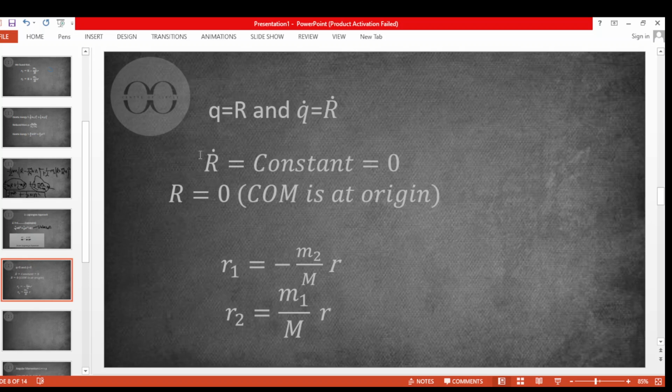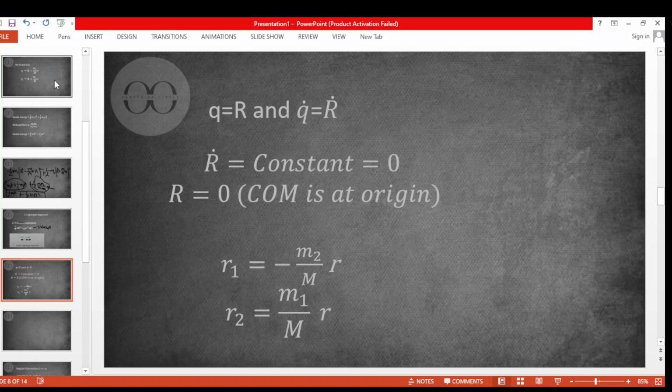Here we wrote that R dot is constant. As R dot is constant and we don't know the value of the constant, we have the freedom to choose it to be 0. So we chose R dot equal to 0. It is a constant and it is 0. Thus R equals 0, and R equals 0 means our origin is at the center of mass, or in other words, our center of mass is located at our origin.